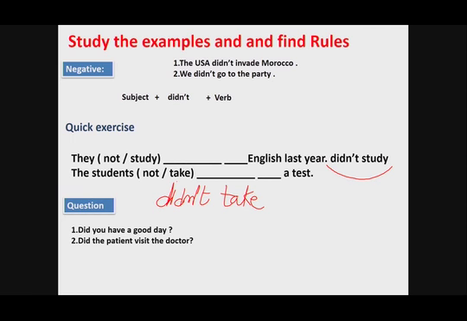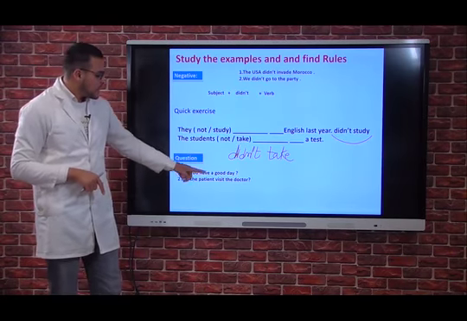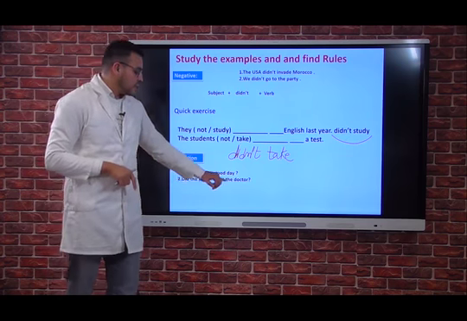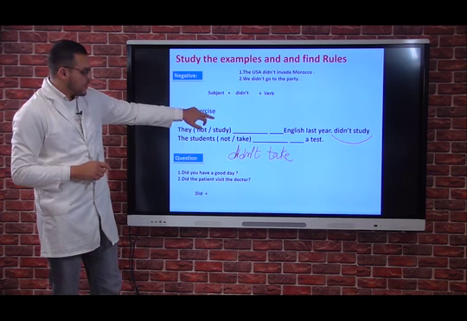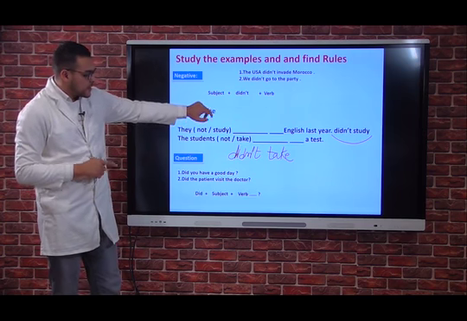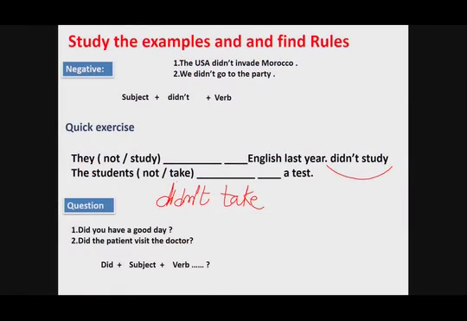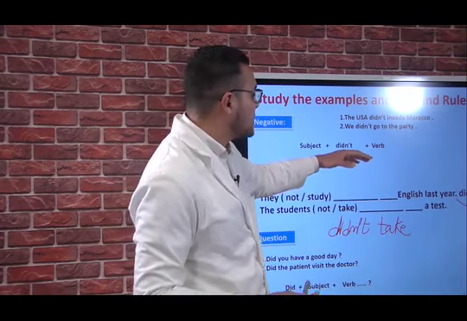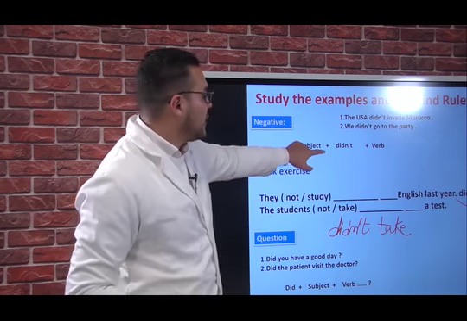Did you have a good day? So let's ask your brother, ask your sister, if she's or he's next to you. Did you have a good day? Did the patient visit the doctor? Okay, and let's use the simple past form. Did plus subject pronoun plus verb. And by subject pronoun I mean I, you, he, she, it, Ahmed, Aisha, etc. So did plus all subject pronouns plus a verb in the infinitive form.